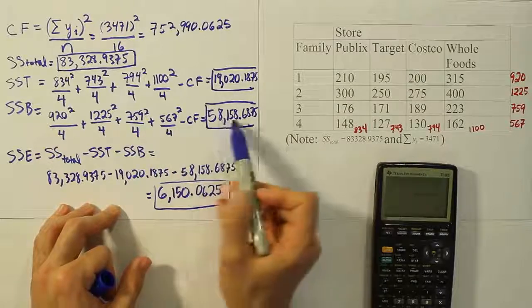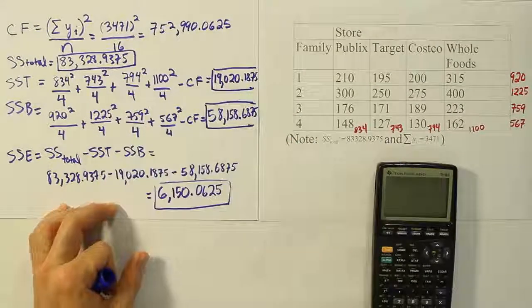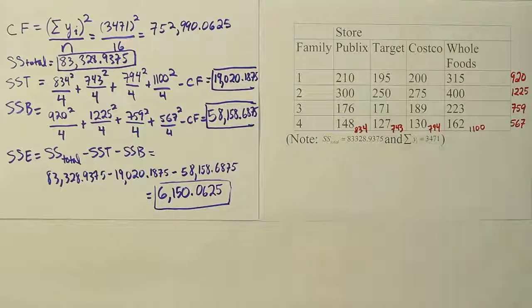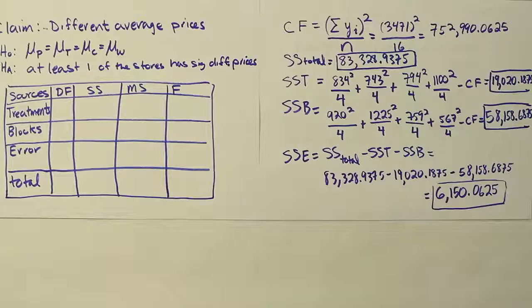We have our sum of squares for blocks, sum of squares for treatment, sum of squares total. All right, let's take those values now and plug them into our ANOVA table and see what our final conclusion is after running our hypothesis test. Okay, so let's fill in our table now.